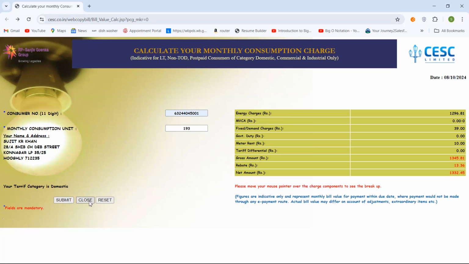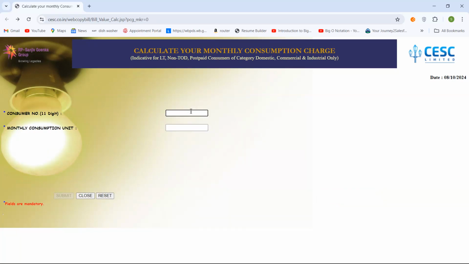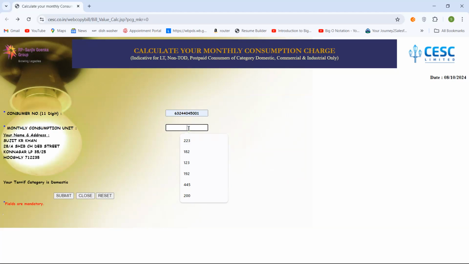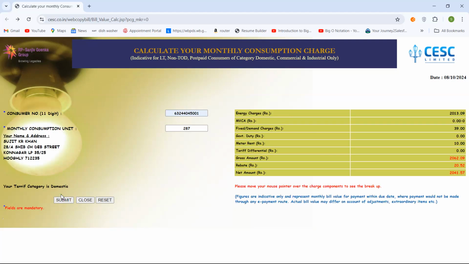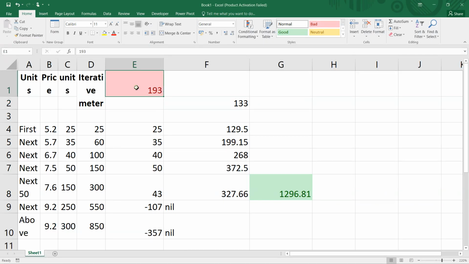Let's take another value. Let's reset this calculator and take in this amount. So maybe 287. Submit. It's 2013. So 287 is 2013. So hope I am being able to clear it out to you guys.